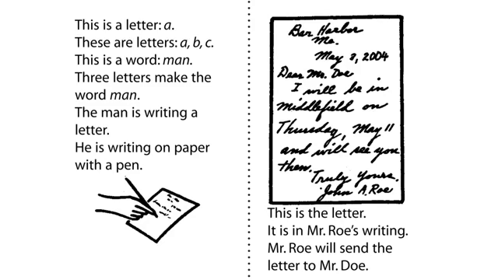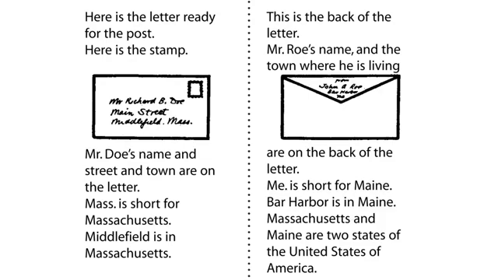This is the letter. It is in Mr. Rowe's writing. Mr. Rowe will send the letter to Mr. Doe. Here is the letter ready for the post. Here is the stamp. Mr. Doe's name and street and town are on the letter.